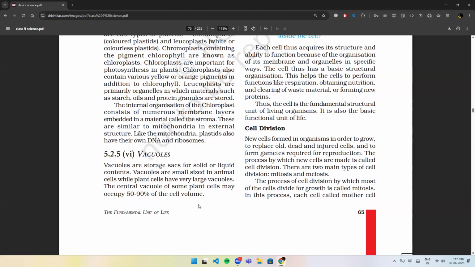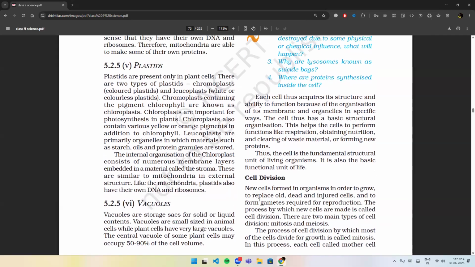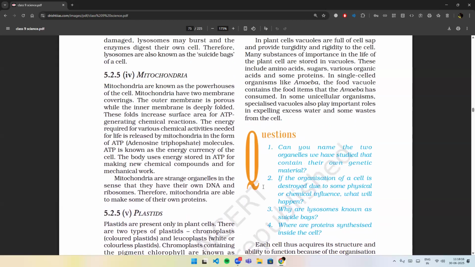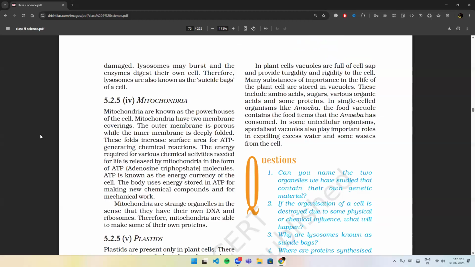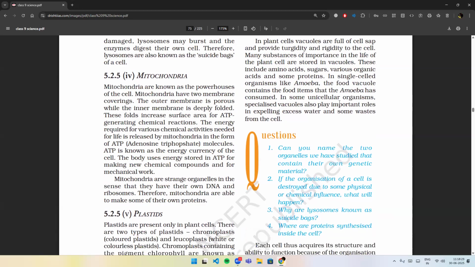Vacuoles. Vacuoles are storage sacs for solid or liquid contents. Vacuoles are small in animal cells, while plant cells have very large vacuoles. The central vacuole of some plants may occupy 50 to 90% of the cell volume. In plant cells, vacuoles are full of cell sap and provide turgidity and rigidity to the cell.